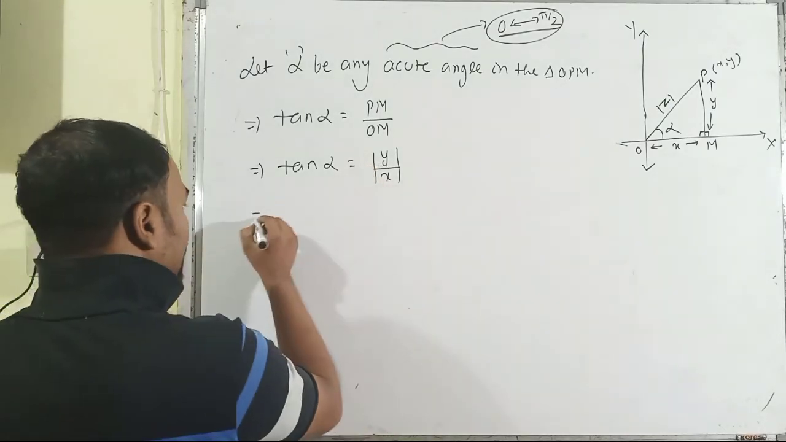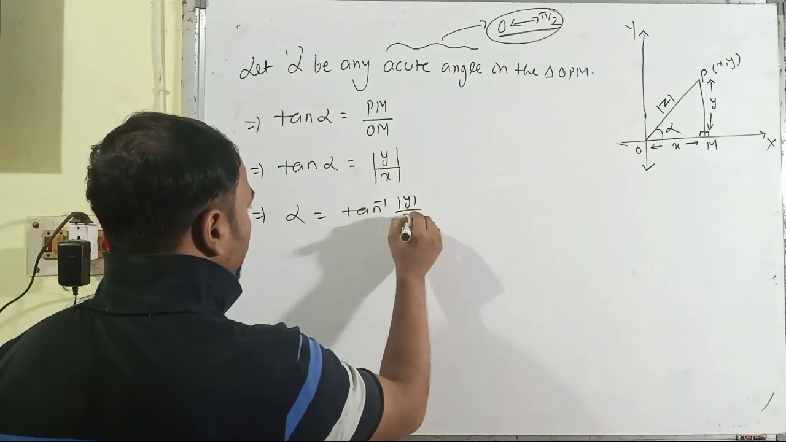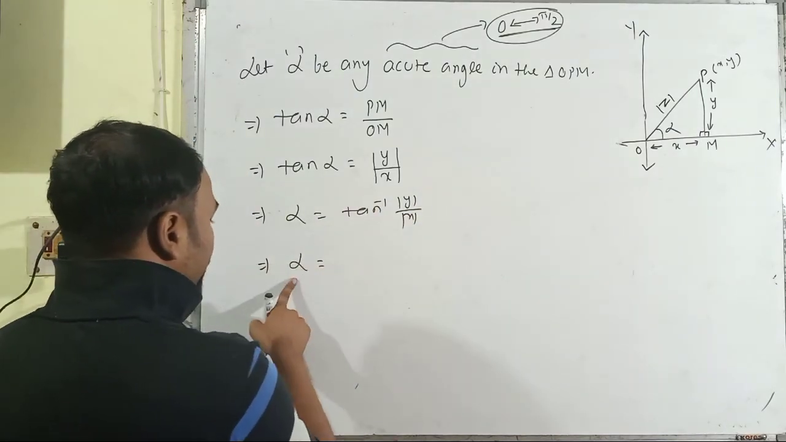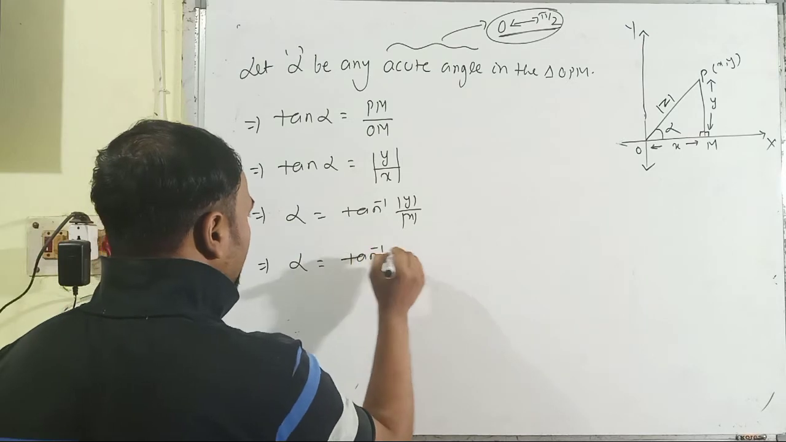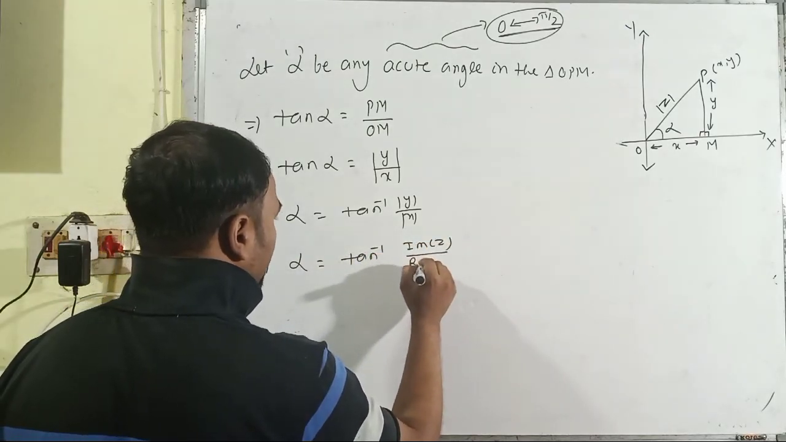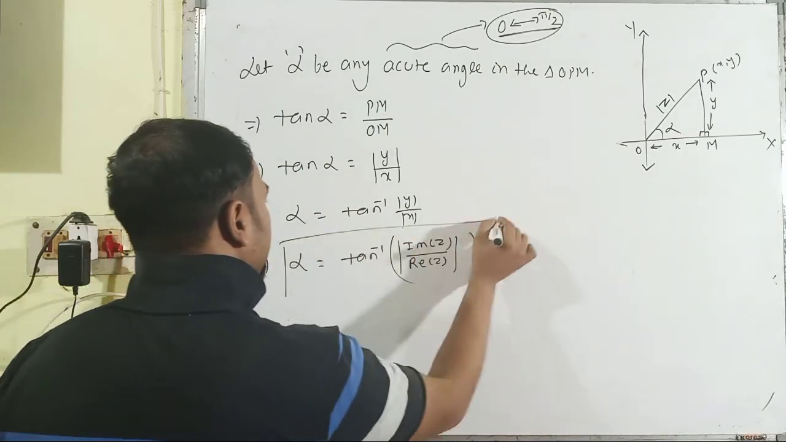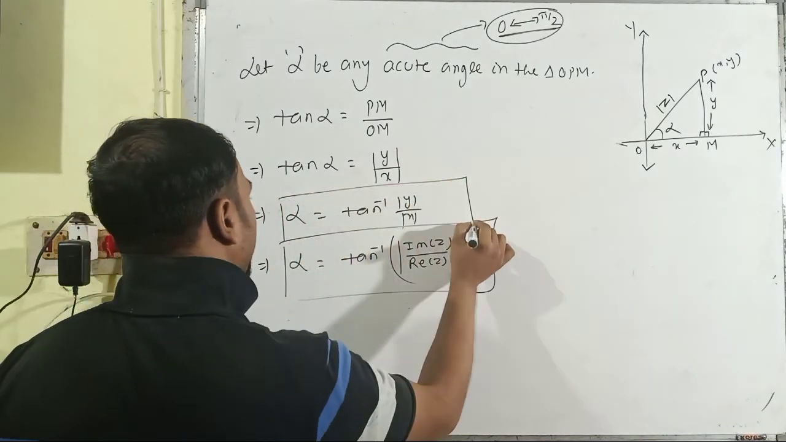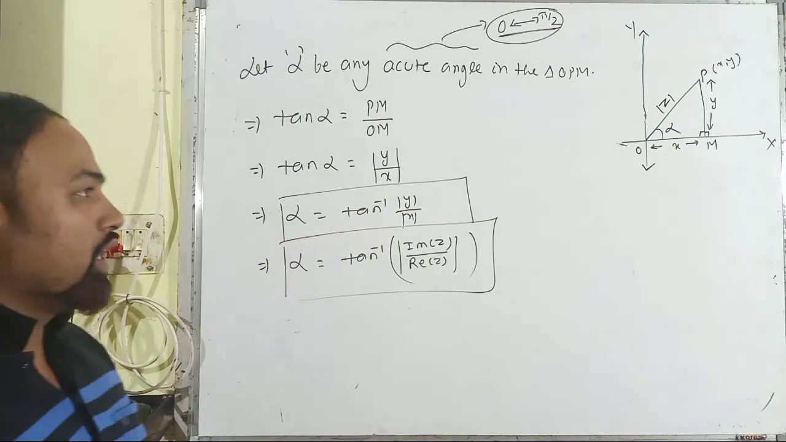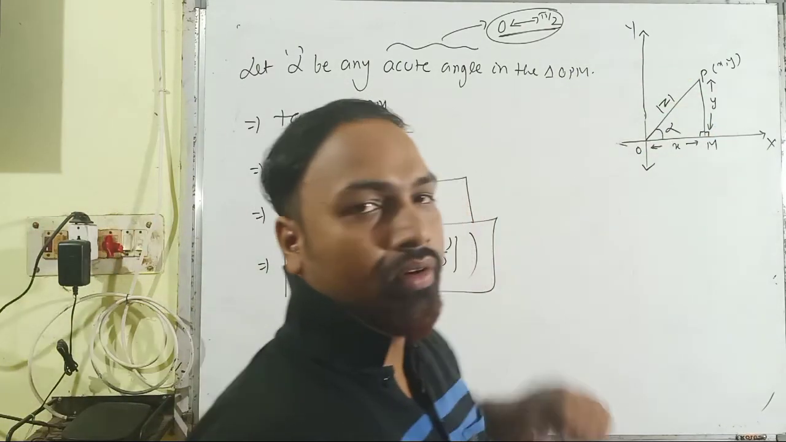So alpha is equal to tan inverse of the modulus of y divided by x. You can also write the acute angle alpha as tan inverse of the modulus of the imaginary part of z divided by the real part of z. This is the basic formula for finding the acute angle alpha between the line segment OP and the x-axis.